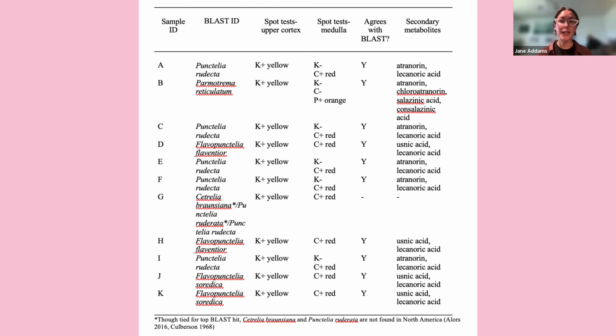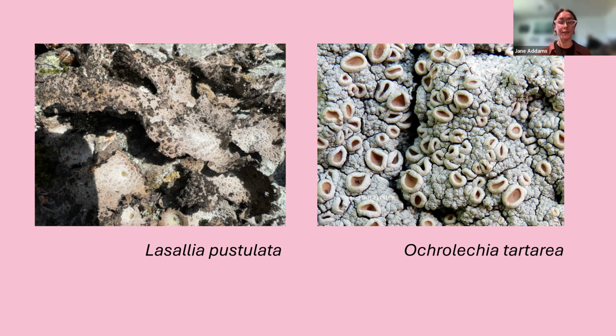My takeaway thought here, though, is that looking at these two lichens, which are the most prominent historical sources of Orchil dye in Norway, neither of these would be recognizable.